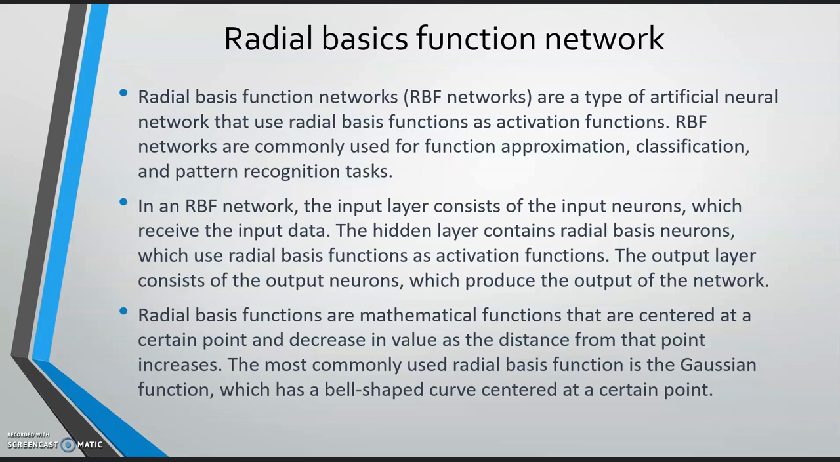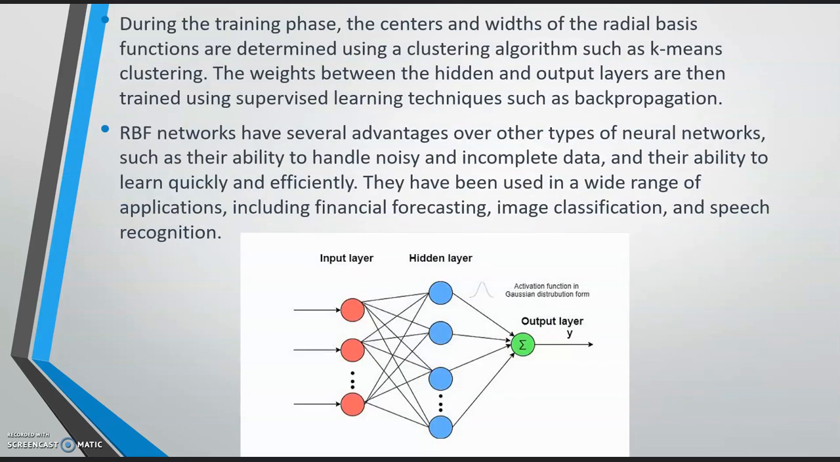Radial basis functions are mathematical functions that are centered at a certain point and decrease in value as the distance from that point increases. The most commonly used radial basis function is the Gaussian function, which has a bell-shaped curve centered at a center point. During the training phase, the centers and the widths of the radial basis functions are determined using a clustering algorithm such as k-means clustering.